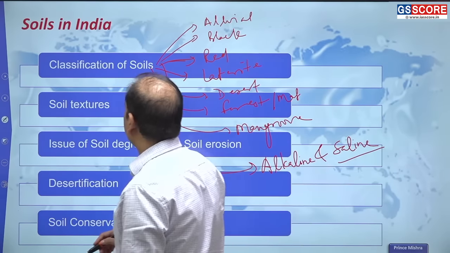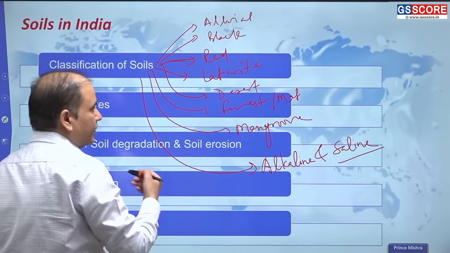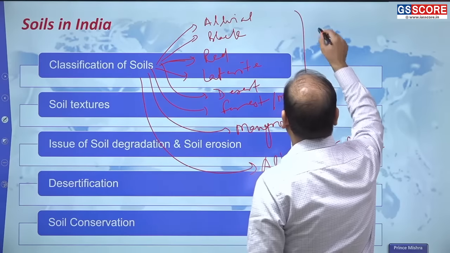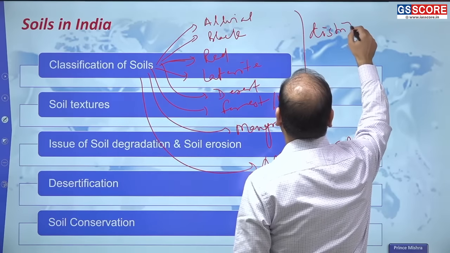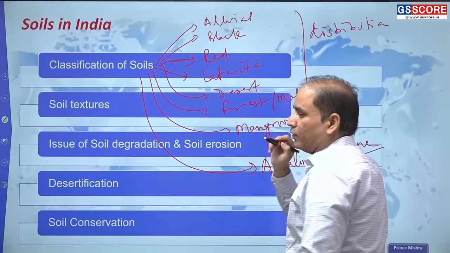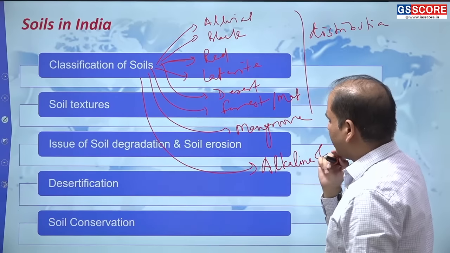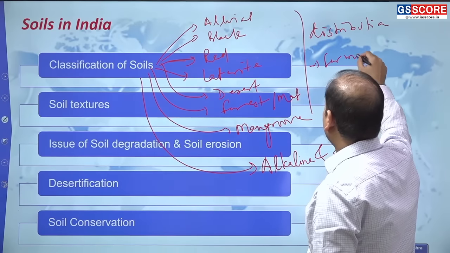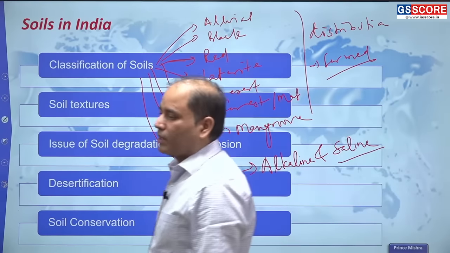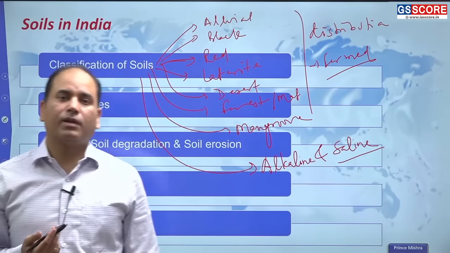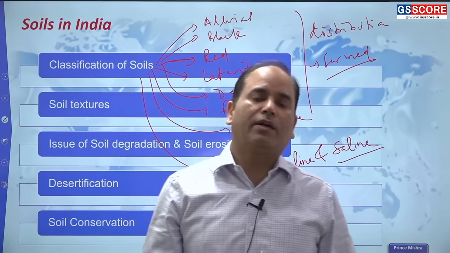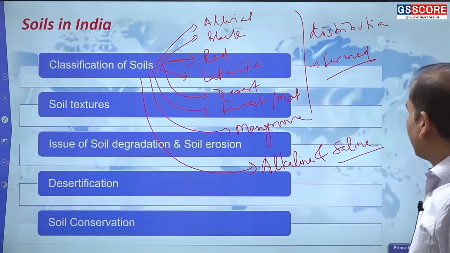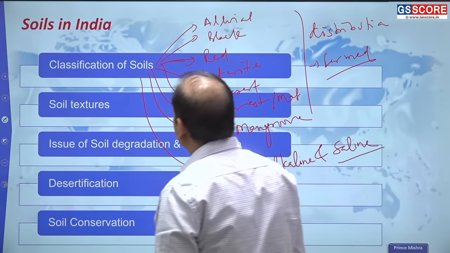Alkaline and saline soil. So these are the different types of soils you will study. You will study its distribution: in which part of the country you will find alluvial soil, black soil, red soil, and also how it has formed, how the black soil has been formed, how the red soil has been formed, why the color of the soil is black, why the color of the soil is red. So all these you will find. You need to go through it. All right.